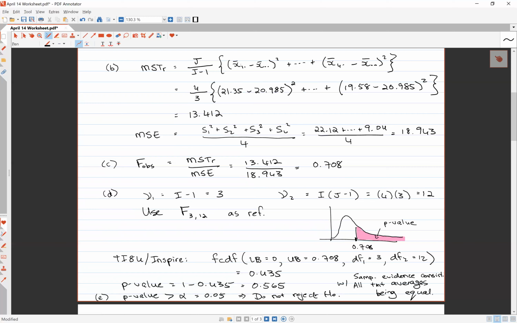But hopefully beyond that, the ANOVA, all that's new is different formulas and plugging numbers into those formulas. Does anyone have a question about this first example problem?